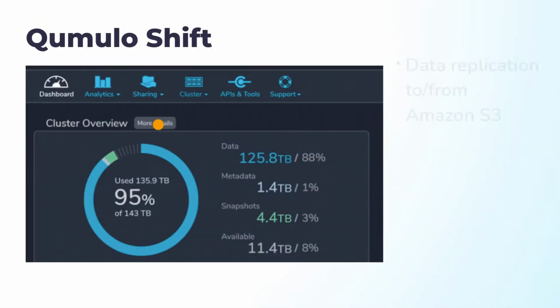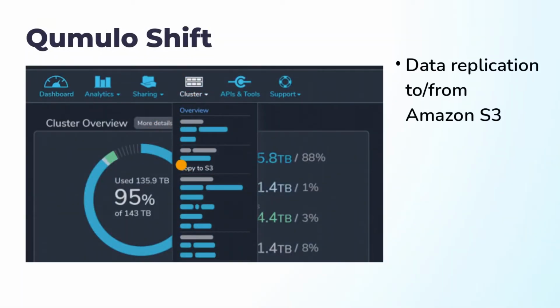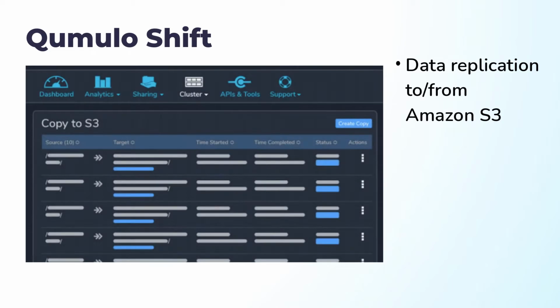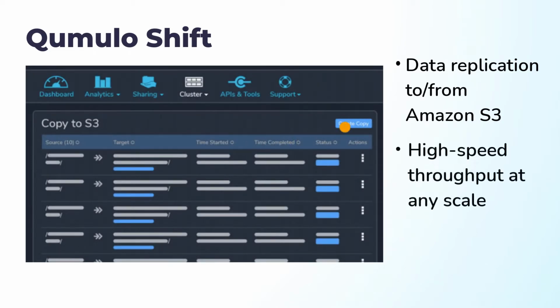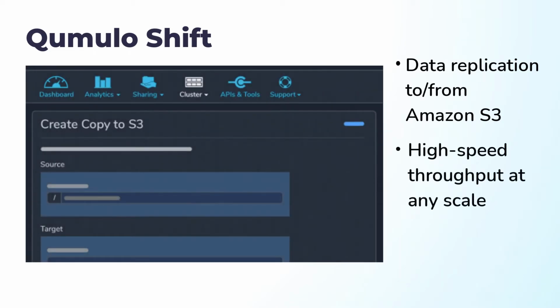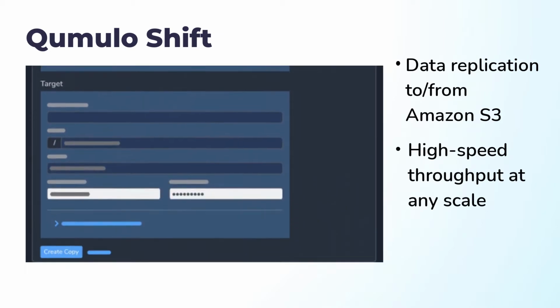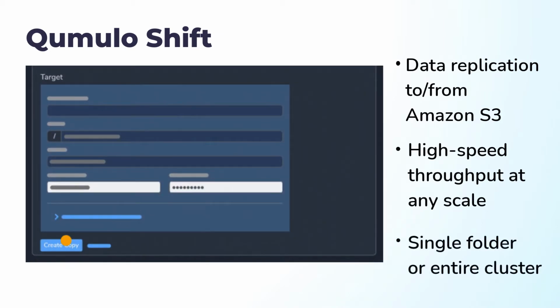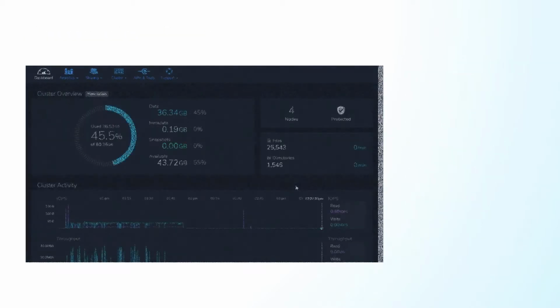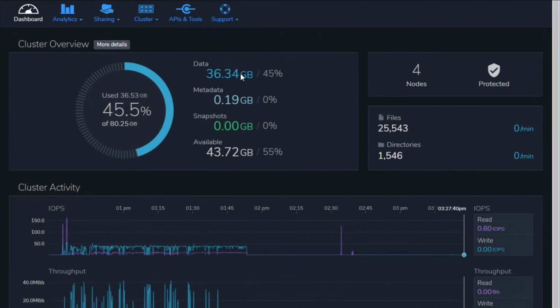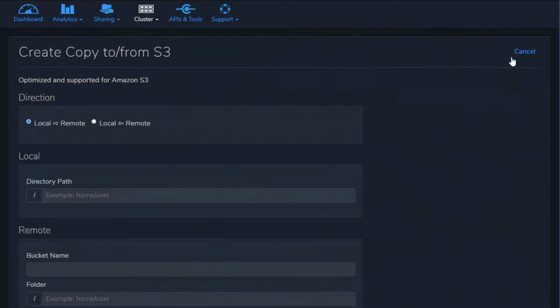Qumulo Shift offers simple data replication directly to and from Amazon S3 storage, using Qumulo's high-throughput data movement capability to copy data at any scale, at any level, from a single directory to the entire cluster. All you need is an S3 target on AWS.